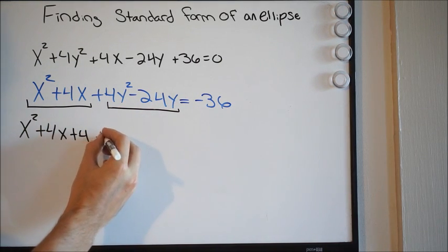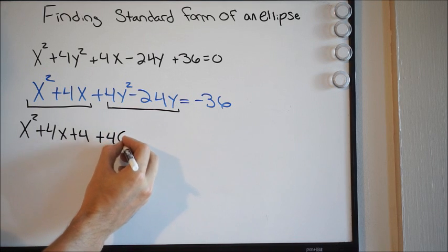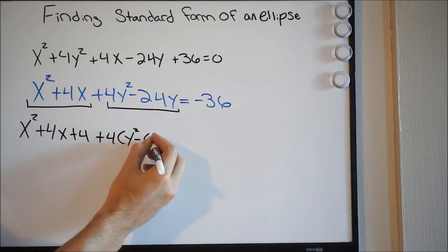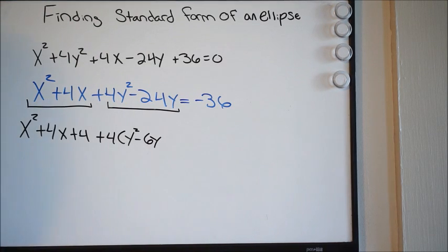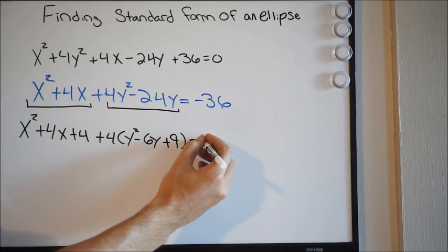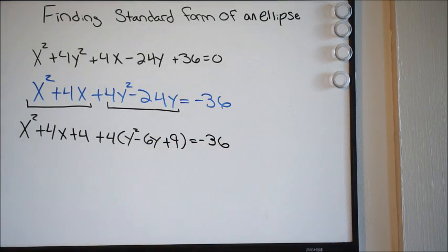So we'll have plus 4, right, times y squared minus 6y, right? Again, we are in the correct form here now. So now we can complete the square. So b over 2 here, in this case 6 divided by 2 is going to be 3. 3 squared is 9, so plus 9. Equal to negative 36. Now be careful. What we do to one side, we have to do to the other.